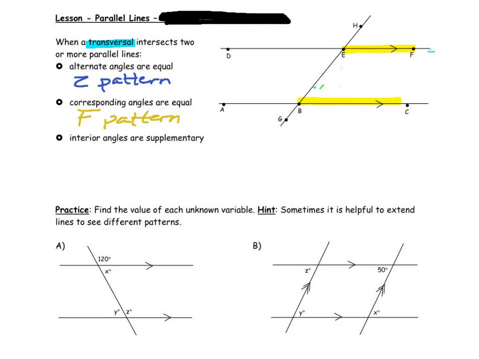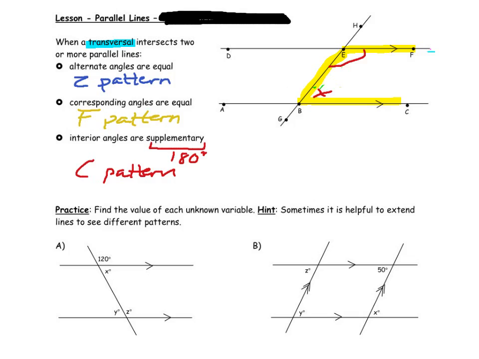Parallel, parallel, transversal. They're called interior supplementary for a reason. Interior means on the inside, so that angle there, which is obtuse, and this angle here, which is acute, are not equal. Interior supplementary angles are not equal. They add to give you 180. That's what supplementary means. This is called the C pattern. And interior supplementary angles add to give you 180 degrees.